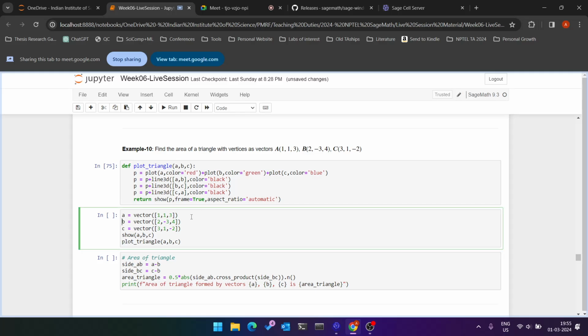So how do we execute this? We define our vectors 1, 1, 3, 2, minus 3, 4, and 3, 1, minus 2. We use the plot triangle function.